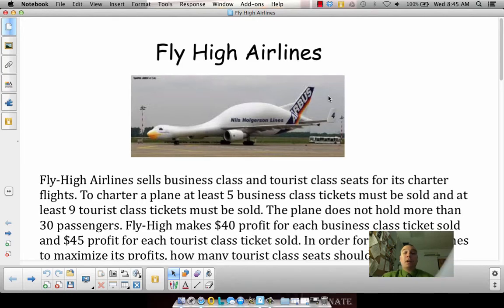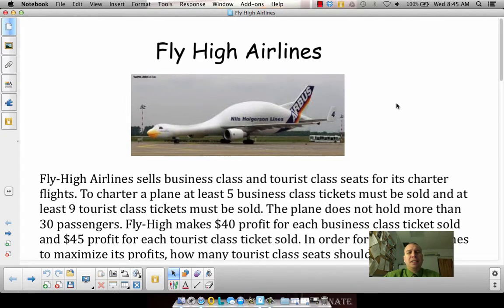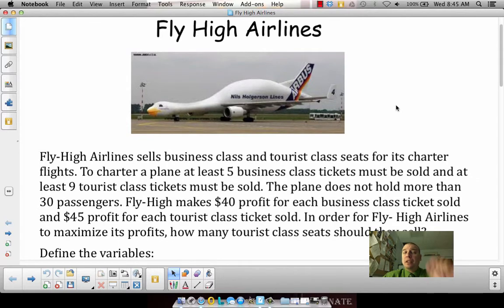All right, this is the last problem. The last one. Lucky number 13. Yes, that looks like a goose, and that is not a real plane, I hope. But it was fun. It was really late at night when I decided to go ahead and finish this one up.